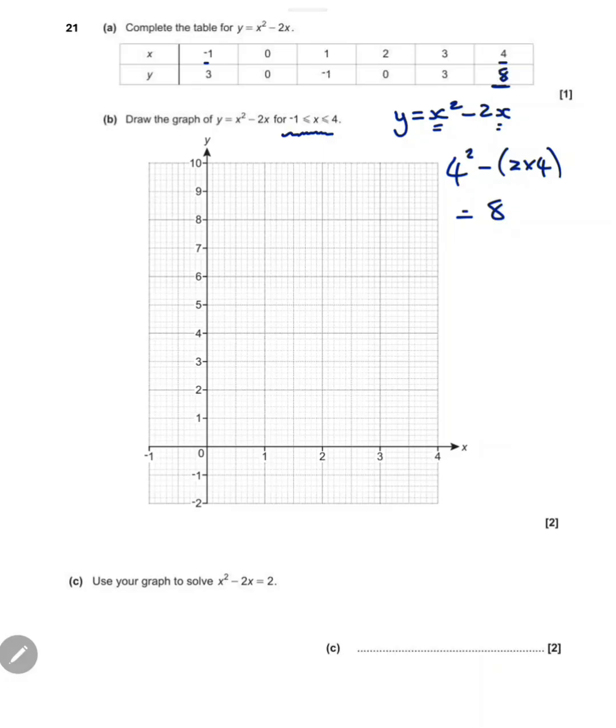We've then got to draw the graph. So I'm just going to use these as coordinates. I'm going to go across to -1 and up to 3. Across to 0 is easy. Across to 1 and down to -1. Across to 2 and up to 0. Across to 3 and up to 3. And then across to 4 and up to 8.